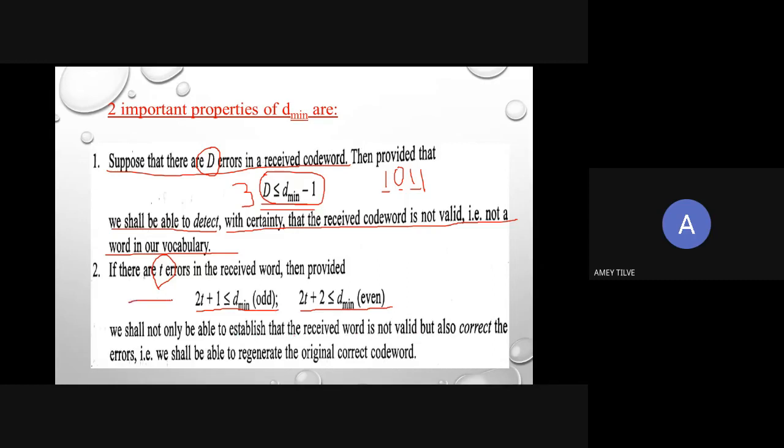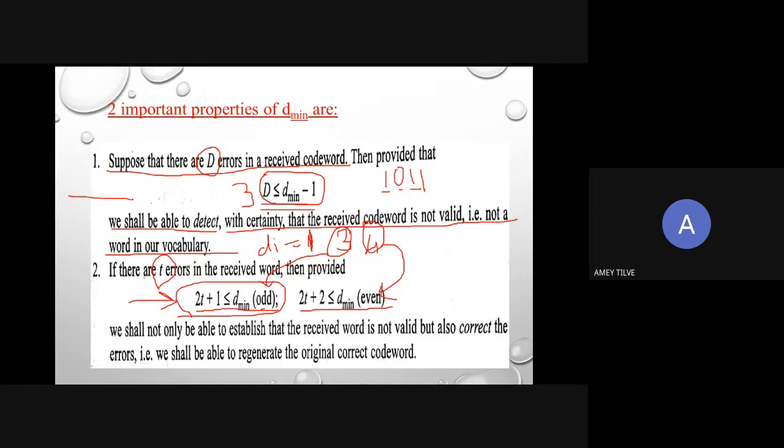If d min is odd, for example, in some problem you have got the d min value as 3, so 3 is your odd d min, you look at the odd equation only. If your d min value is even, you look at the even equation only. So if T errors are found and this condition is satisfied, then we will be able to find the error and also correct it, so we shall be able to generate the original correct code word.